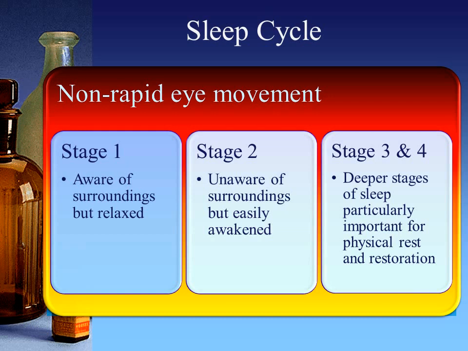Stage 3 and 4 non-REM stages, we kind of lump them together. There's just a slight difference between one to the other. But this is the slow wave sleep. On an EEG, the waves are very slow and rhythmic. They are deeper stages of sleep, and this is where physical rest and restoration happens. So this is where a lot of the healing in the body goes on. It takes up about 20 to 25% of your total sleep time.